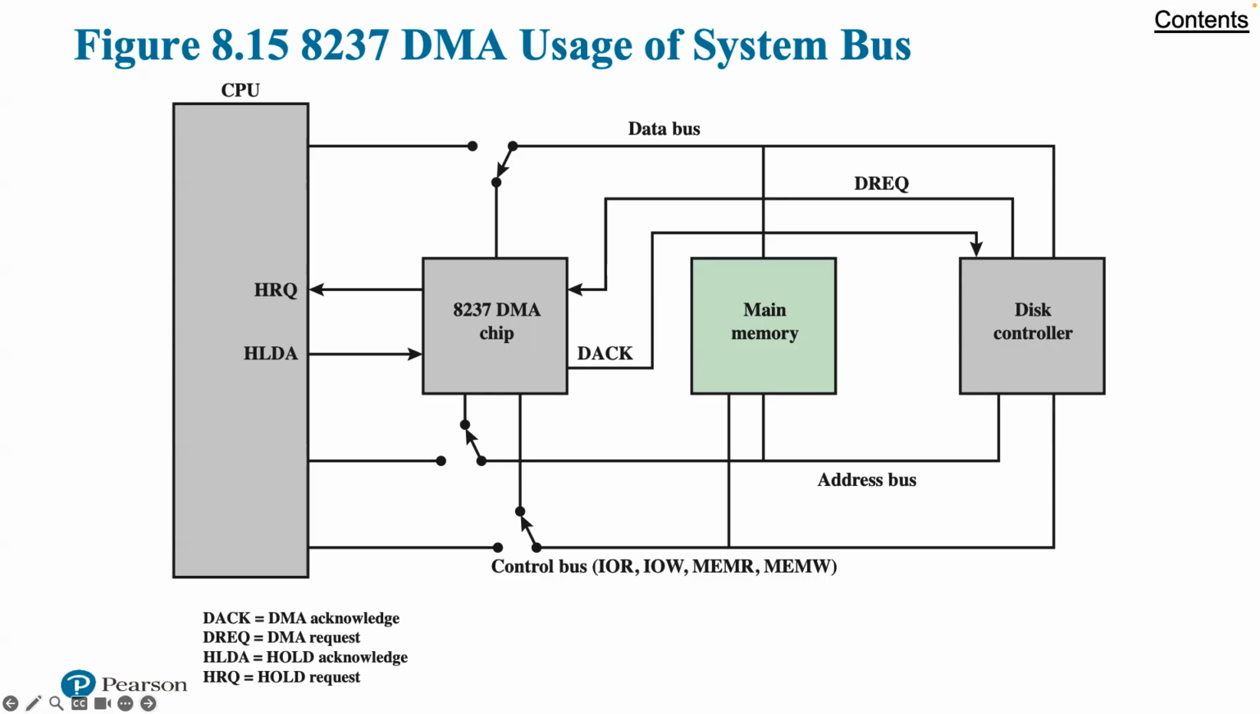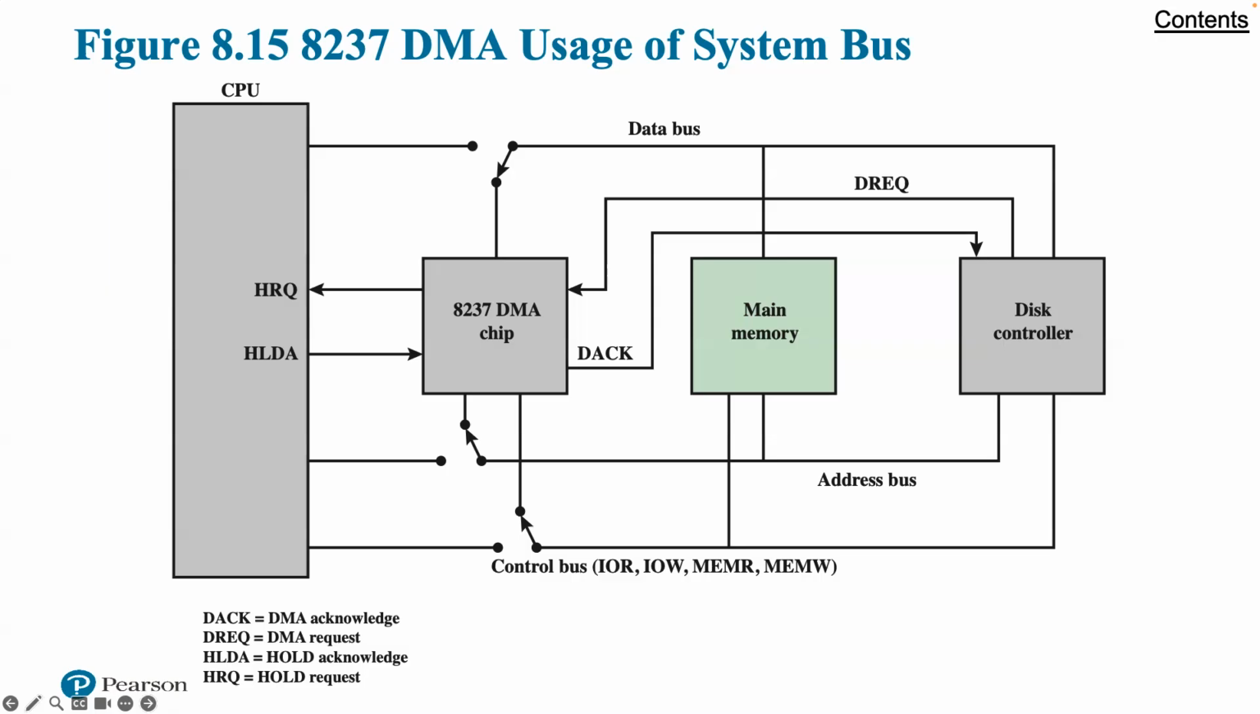One, the peripheral device, such as a disk controller, will request the services of DMA by pulling DREQ, the DMA request, high. Two, the DMA will put a high on the HRQ, the hold request, signaling the CPU through its HOLD pin that it needs to use the buses.